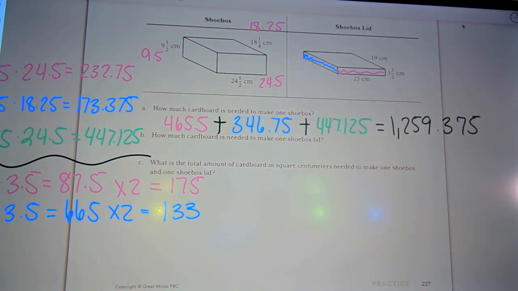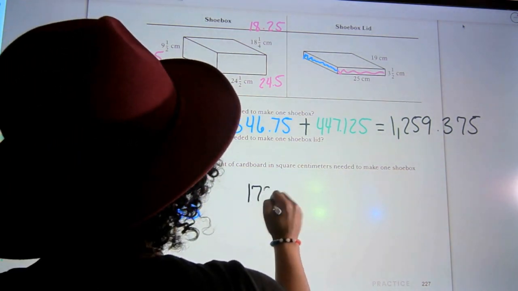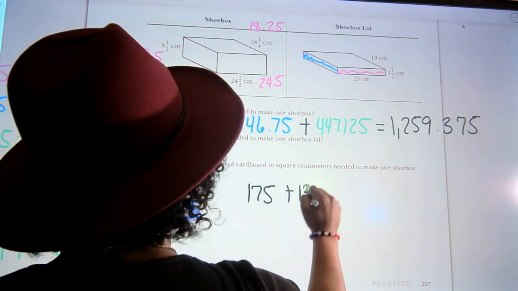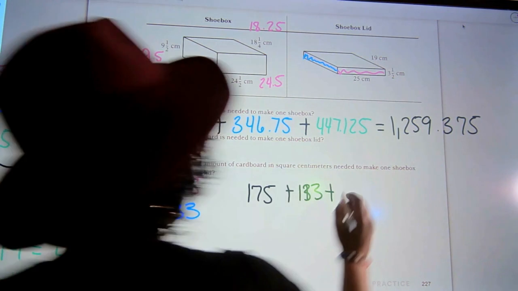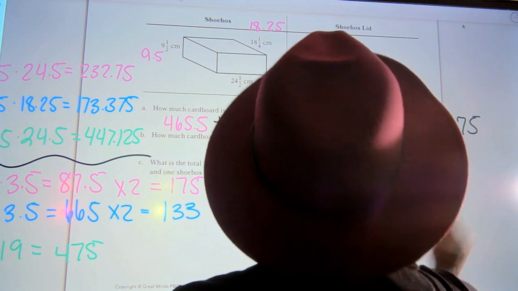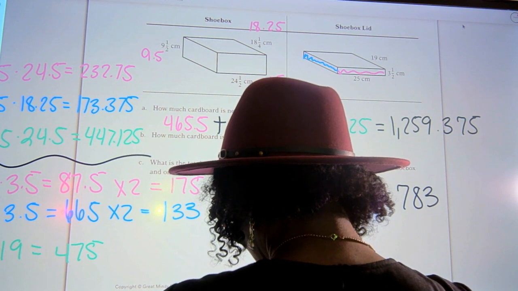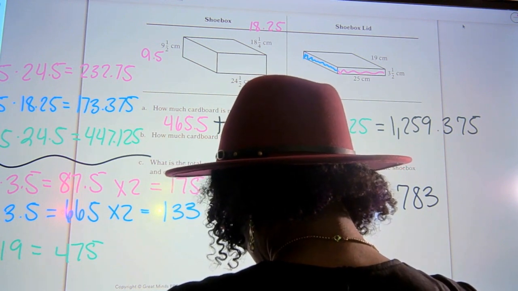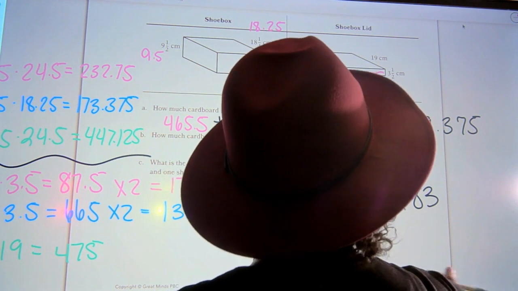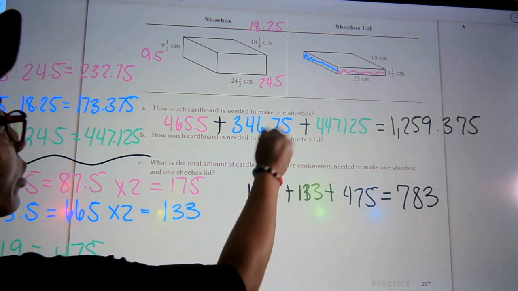So we have 25 times 19, which is going to give us 475. And then what we do with this is we want to add 175 plus 133 plus 475, and we get a grand total of 783 is the amount of cardboard that's needed to make one shoebox lid. So this is the part that goes right here.